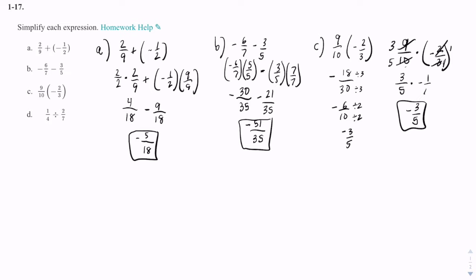Okay, and let's do D. I'll do it over here. D, 1/4 divided by 2/7. Again, when I divide, I'm actually multiplying by the reciprocal of this one. And the reciprocal, I'm going to flip that fraction, 7/2, right? And now I multiply the numerators. 1 times 7 is 7. The denominator, 4 times 2 is 8. And I get 7/8.